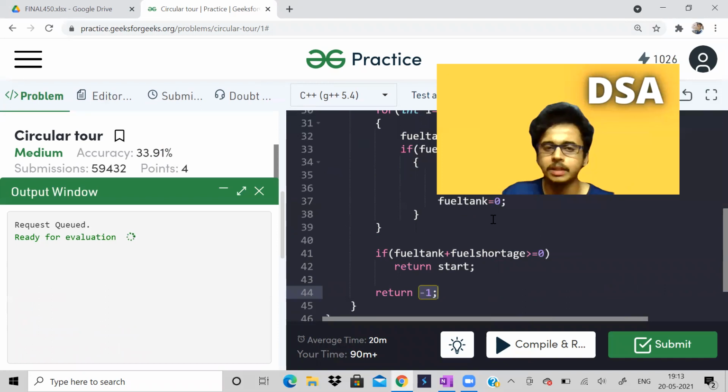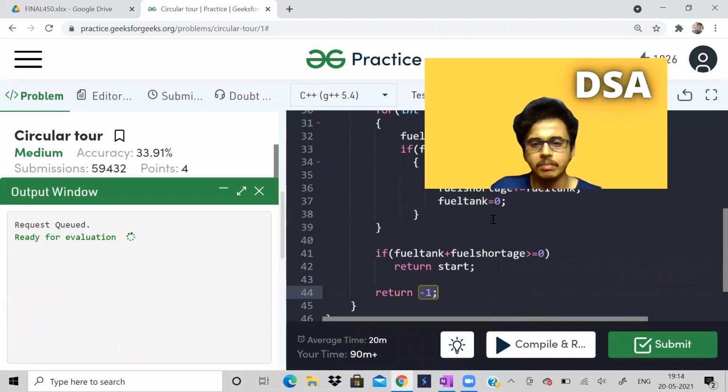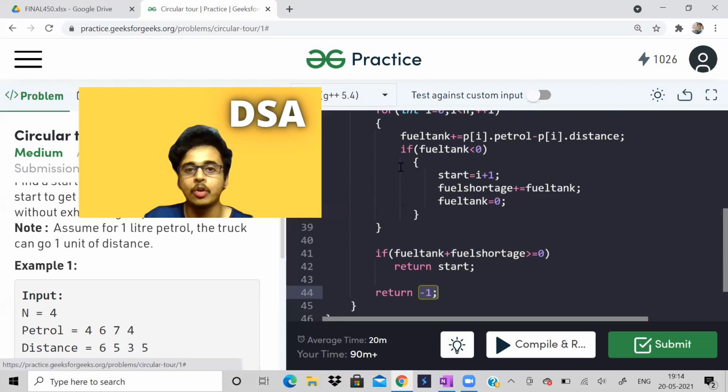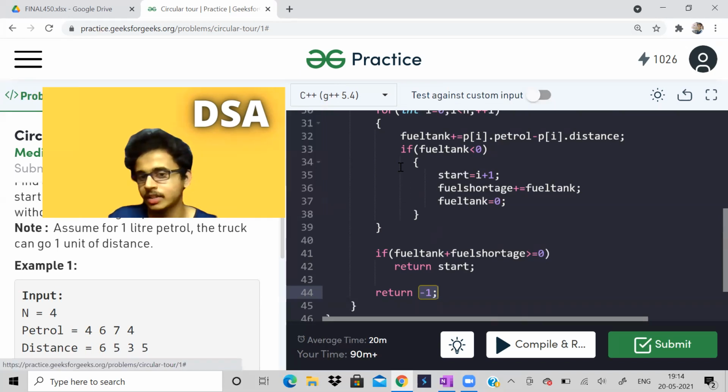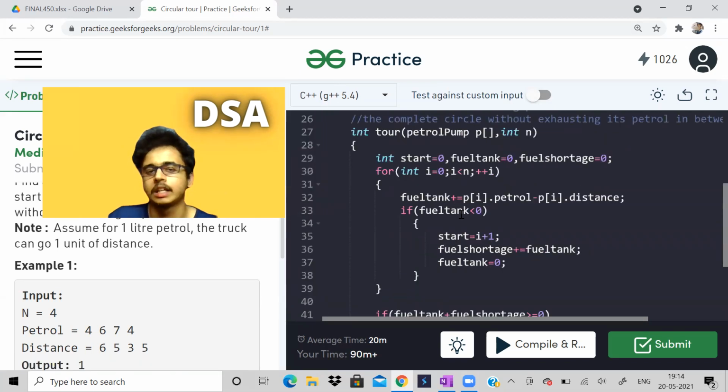Actually, there are other methods to solve this problem. I don't know if you can make it more efficient than this, but maybe there are other methods also. So you can see correct answer. And I hope you have understood. This was actually a nice problem, but just a little tricky.